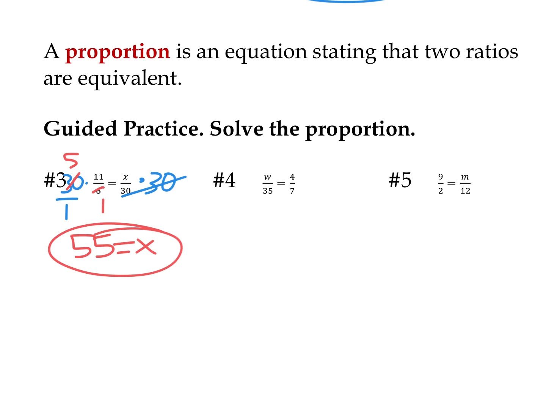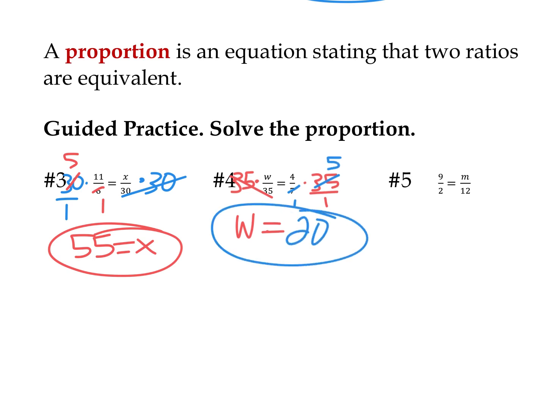In number 4, we have w over 35 equals 4 over 7. So by now you should be trying this and seeing if you know how to solve this one, and then play the video and see if you've done it correctly. So we want to multiply by 35 on both sides because w divided by 35, the inverse of that is multiplying by 35. So what w equals, and over here 35 over 1, and we can simplify before we multiply again, so we'd have 7 and 35 reduced to 1 and 5. 4 times 5 is 20, so w equals 20.